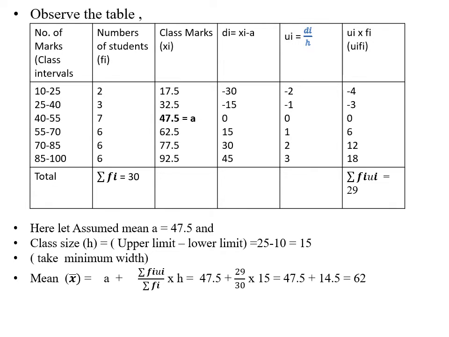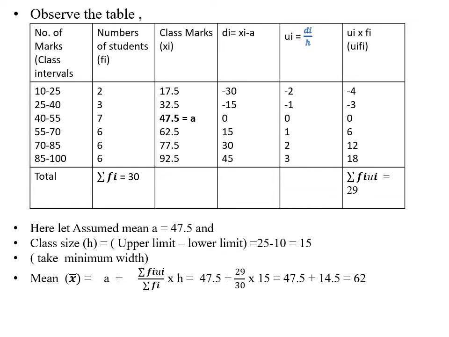In the last column we have to multiply this ui with the frequency of that particular class. So minus 2 into 2 is minus 4, minus 1 into 3 is minus 3, 0 into 7 means 0, 1 into 6 means 6, 2 into 6 means 12, and 3 into 6 means 18. Now add these numbers, you will get summation fi ui equals 29, and add all the frequencies. So the sum of all frequencies, summation fi, equals 30.